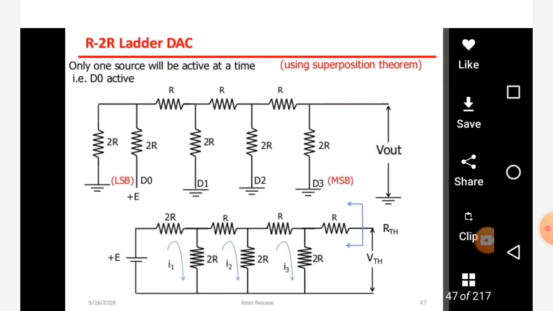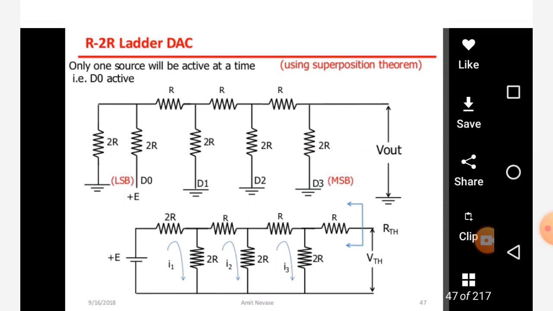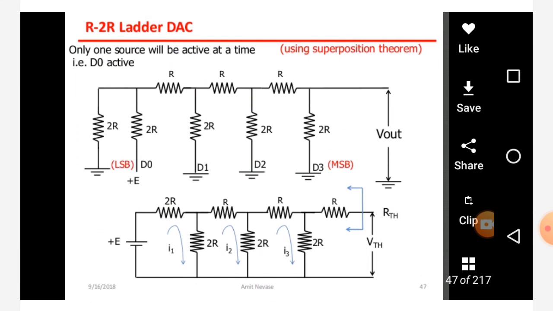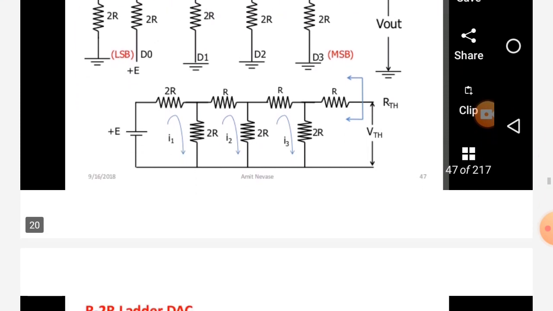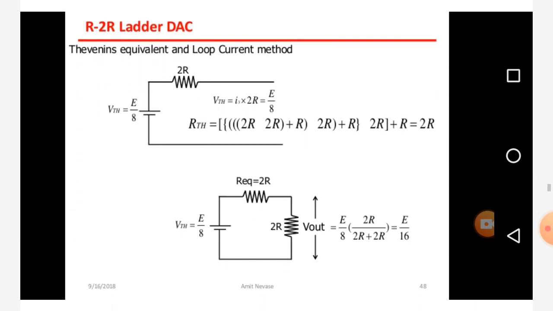Next, using the superposition theorem, only one source will be active at a time, that is D0 is active, and the circuit is reduced like this, or the circuit will look like this when D0 is active. Next, using Thevenin's equivalent and loop current method, V out is equal to E upon 8 into bracket 2R upon 2R plus 2R, which is equal to E upon 16.